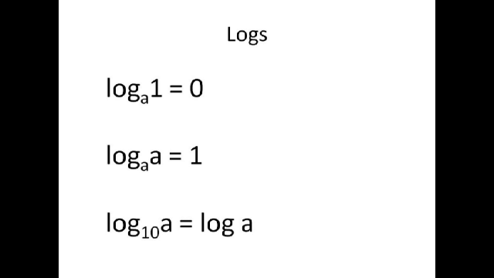Log a of 1 is always 0, and log a of a is always 1. So, for example, log 3 of 1 is 0, log 3 of 3 is 1, log 4 of 1 is 0, log 4 of 4 is 1. And then log 10a is the same as log a.